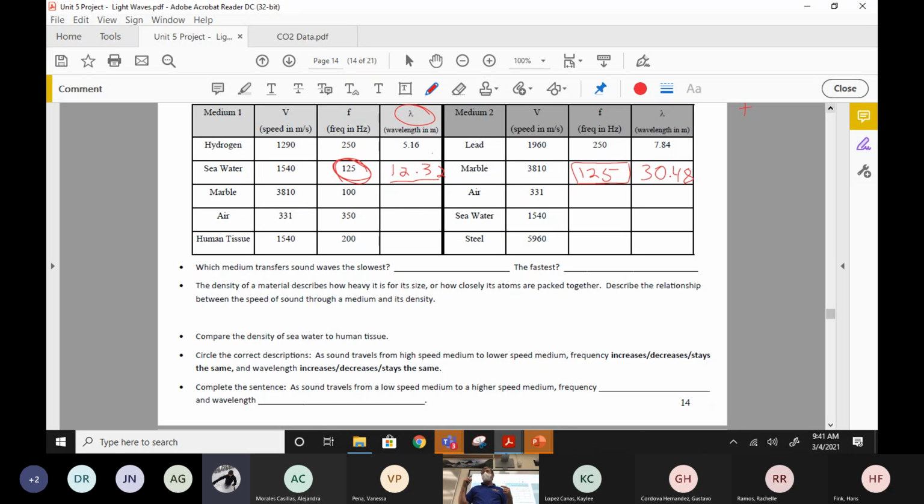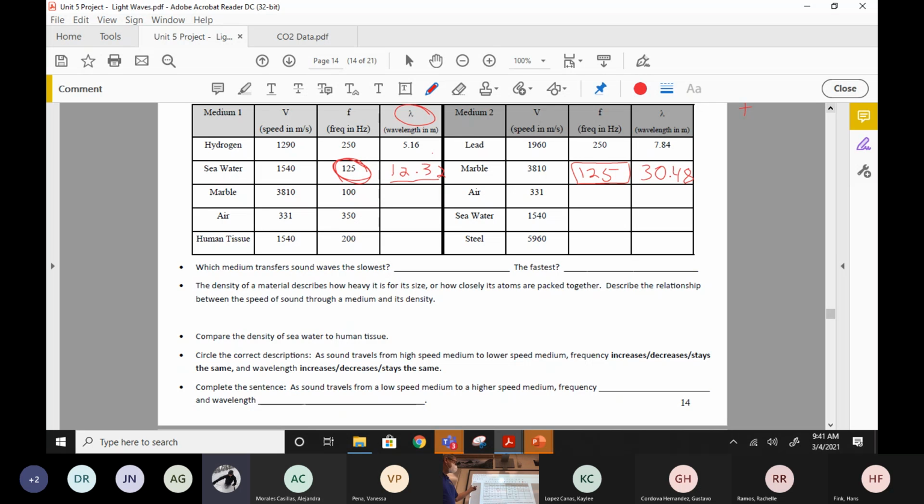Because your brain can actually tell the difference between when a sound wave hits your right ear and when it hits your left ear. Your brain can recognize that subtle difference in sound timing. But underwater, it's too fast. You can't tell. How about human tissue? How about lead or steel? Which of those has the fastest sound wave? And do we see that the more dense materials have the faster sound waves?